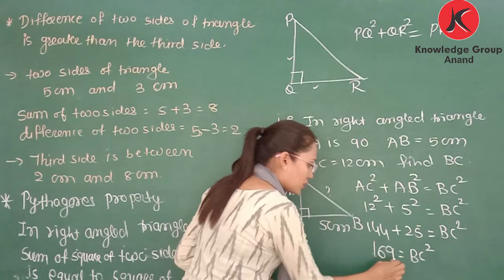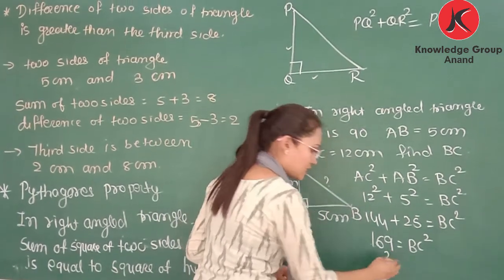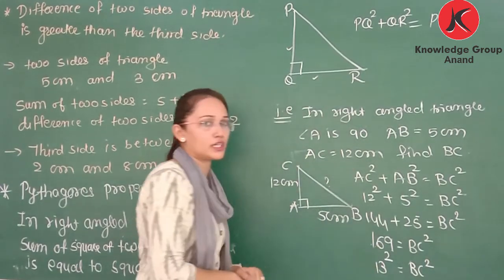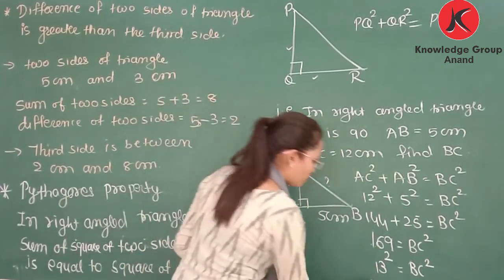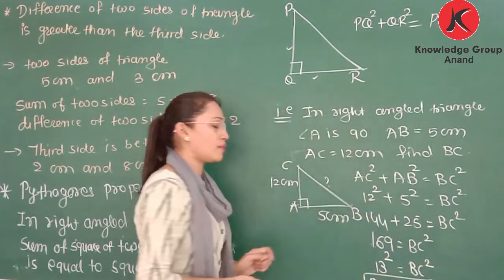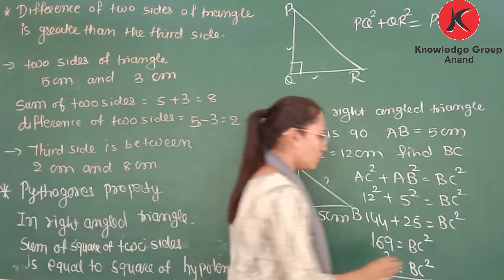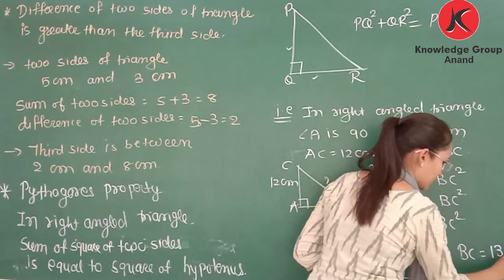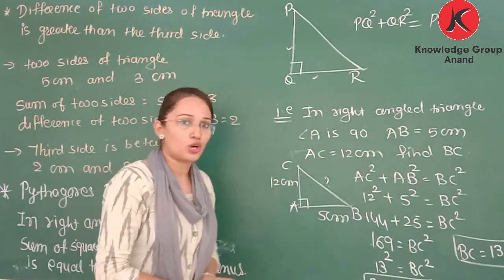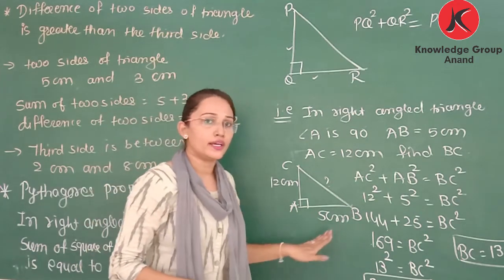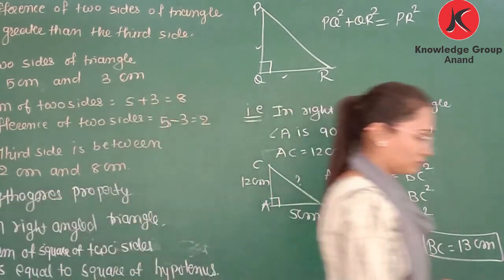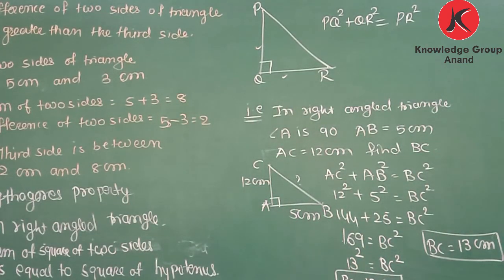Now 169 we can write as 13 square. It is equal to BC square. Why? Because 13 multiplied by 13 is 169. So BC will be 13 centimeter. In this chapter you need to remember some square numbers. BC is equal to 13 centimeter. Clear? So this way we can use Pythagoras property to solve examples in a right angle triangle, and this is what we learn in chapter number 6.